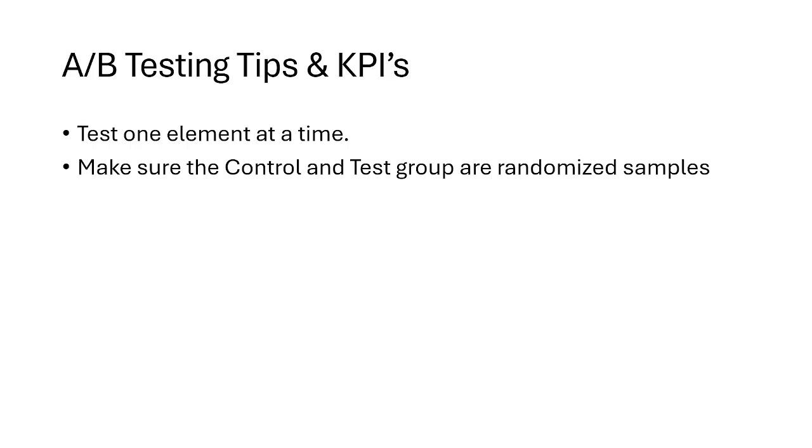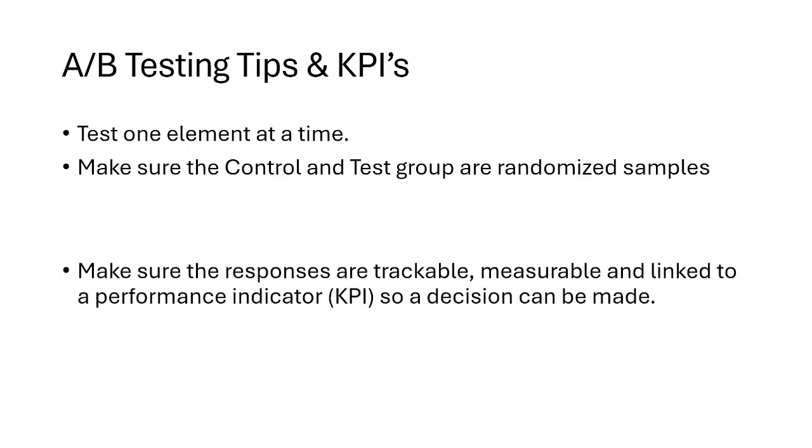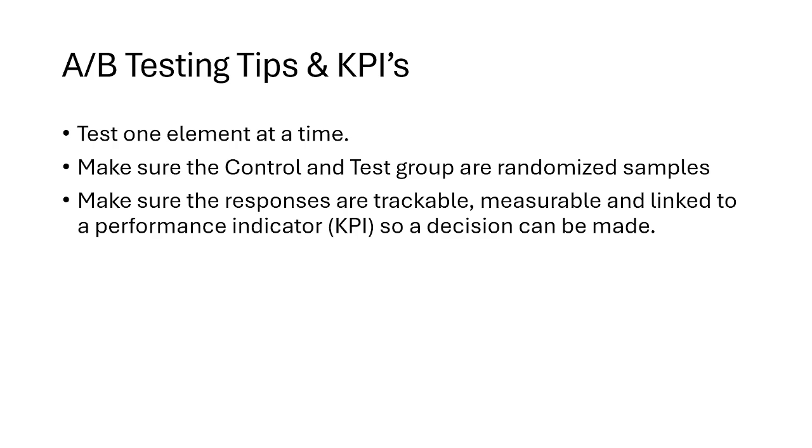So these are some tips if you were actually creating an A/B test. You want to make sure the responses are trackable, measurable, and linked to a performance indicator. The word for a performance indicator is KPI, which stands for Key Performance Indicator. You need to do that so a decision can be made. What companies do is they have different statistics that they use to study their business.